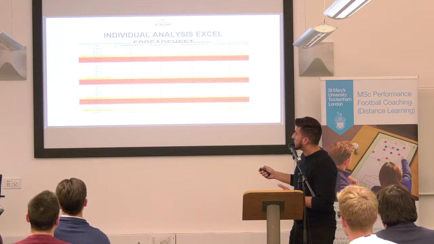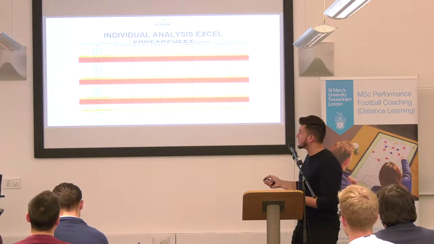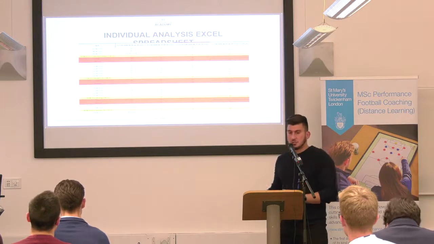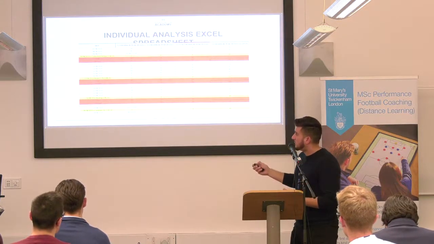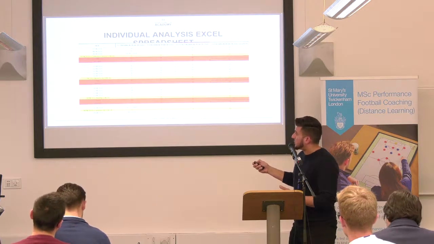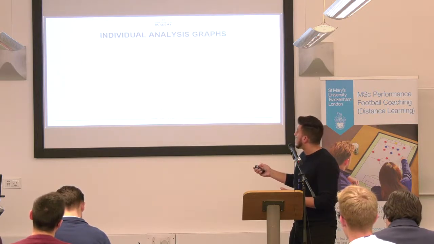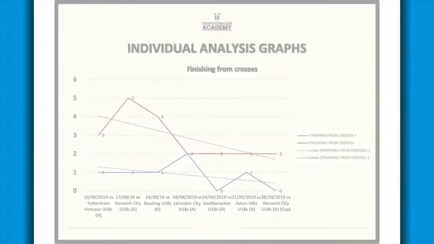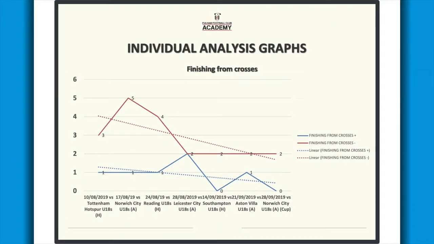Right, the numbers are very different from training and matches obviously, because in training his target would be to repeat the action, whereas in the game it won't occur as often. So you'll have a different graph for training and for matches. For today I'm just going to show you the first 7 matches of the striker with his one target, finishing from crosses. The red is a negative, every time the ball comes in and he didn't finish from a cross, and the blue is a plus, and you can add a line of best fit and see if there is some sort of progression.